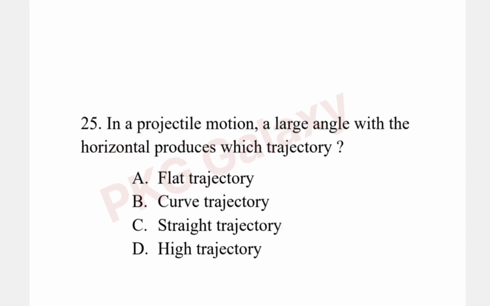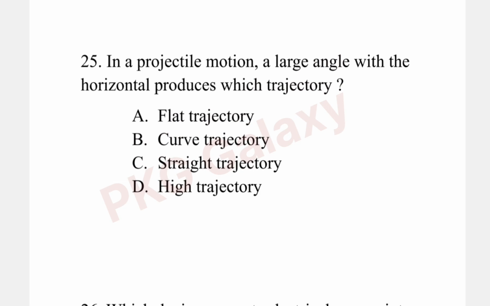Next question. In a projectile motion, a large angle with the horizontal produces which trajectory? Option A, flat trajectory. Option B, curved trajectory. Option C, straight trajectory. And option D, high trajectory. The correct answer is option D, high trajectory.